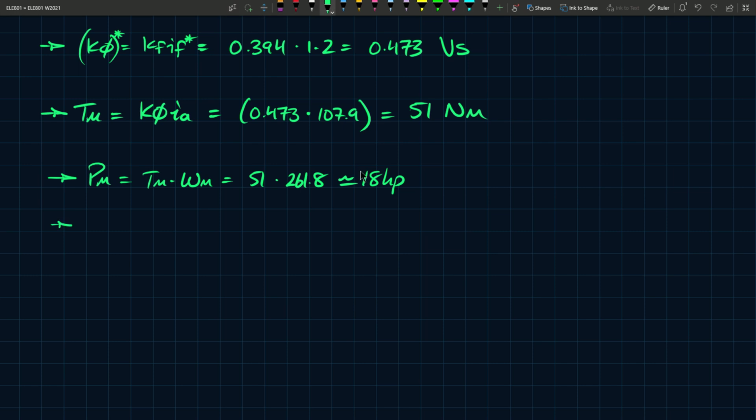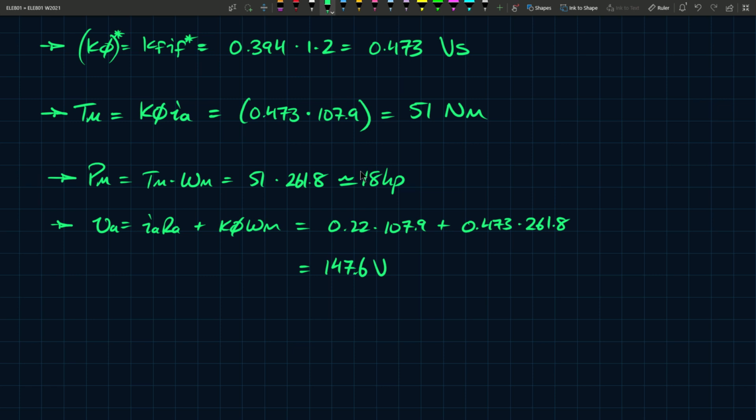And one of the last things we can do is determine VA, just for the sake of checking where we're at, the same way we did previously. This would be 0.22 times 107.9 plus 0.473 times 261.8. That gives you 147.6 volts, which is below the rated voltage as well. So that's all right.